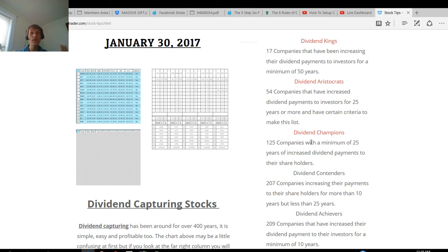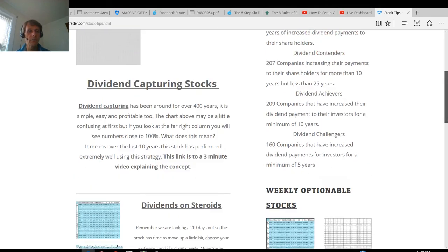So if the whole thing goes to pot, then at least you're getting your dividends increased every year with these companies. The Dividend Champions, 125 companies, 25 years of increased dividend payments. There's also other stuff here.